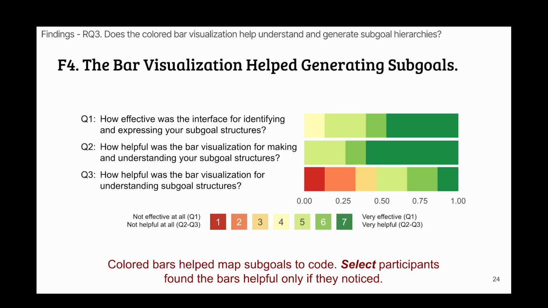Lastly, we asked the participants to rate the usefulness of the color bar visualization in their tasks. More than half of the generate participants reported that the visualization was very effective and helpful for generating subgoals. On the other hand, select participants gave low ratings because most of them did not notice the visualization on the interface.